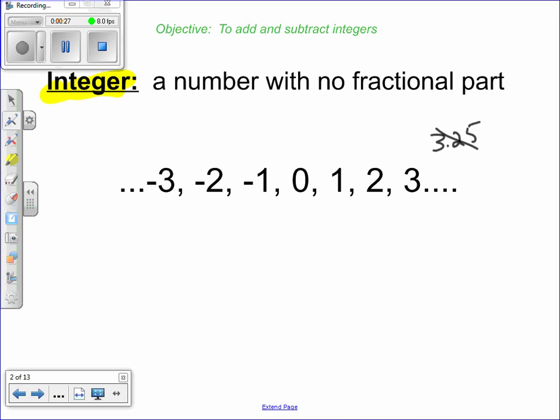3.25 is not an integer because it has a fractional part, less than 1. All right. Negative 2 1/4 is not an integer because it has that fractional part. So integers include 0, positive whole numbers, and their negative opposites. The dots mean that they keep on going. So negative 4 is also an integer.